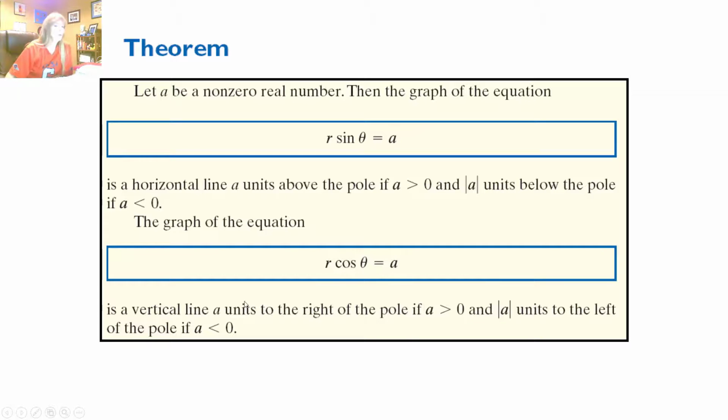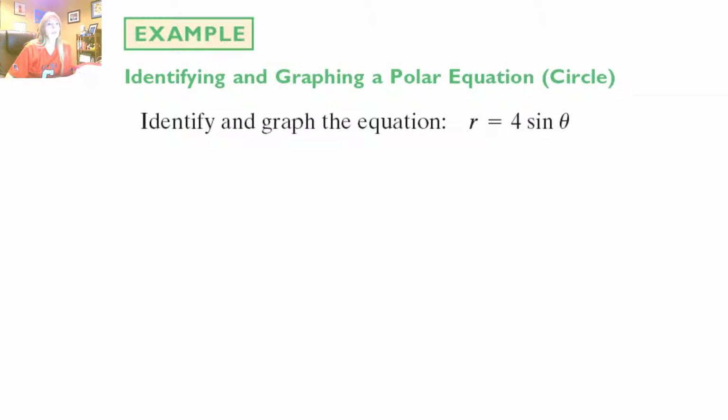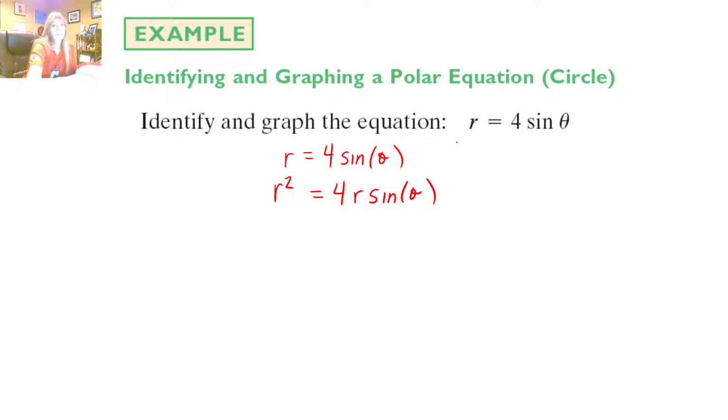All right, let's try another one. I want to identify this graph, so let me rewrite it again: r equals 4 sine theta. What I'm going to do first is multiply both sides by r. So I get r squared equals 4r sine theta. That's all I did, was multiply both sides by r.